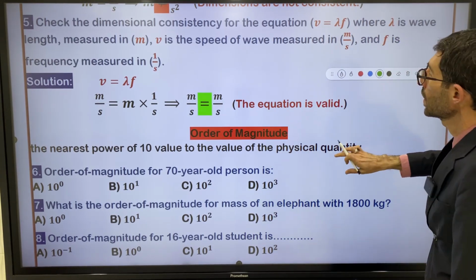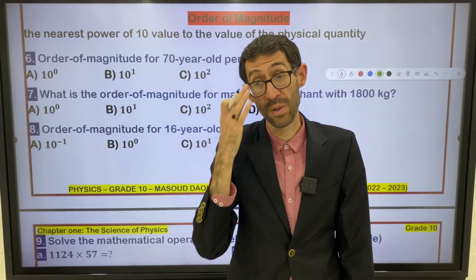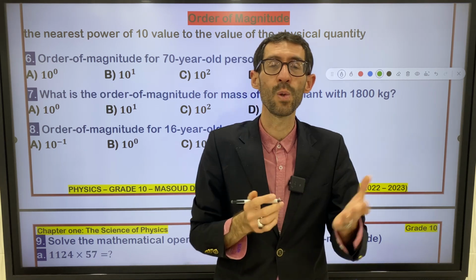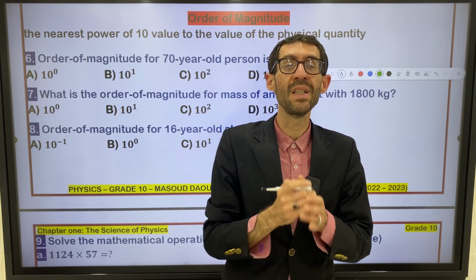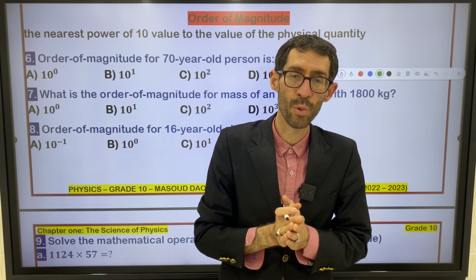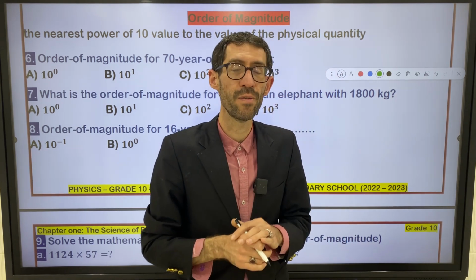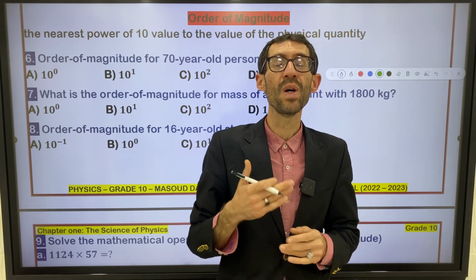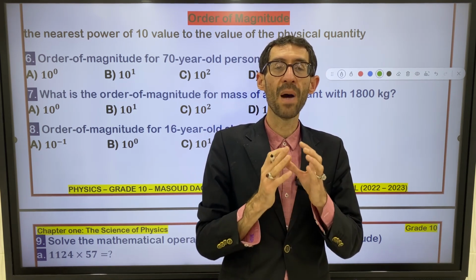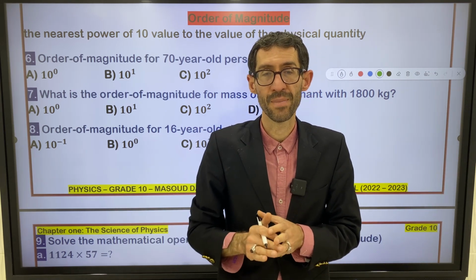Let me explain another subject. We have order of magnitude. What's the order of magnitude actually? Sometimes calculations are difficult. And we don't need accuracy for some cases. We don't have accuracy. That's why we concentrate on order of magnitude. We use order of magnitude. So what's the order of magnitude? Order of magnitude means using powers of 10 nearest to the numerical value for the quantity.